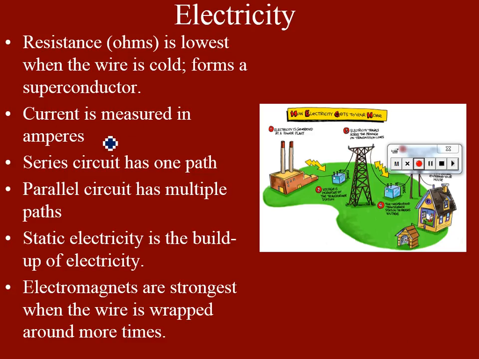Current is measured in amps. A series circuit only has one path, so if one thing goes out, the whole thing goes out. This is your old Christmas lights. A parallel circuit has multiple paths, so if one goes out, the whole thing doesn't go out. Static electricity is the buildup of electricity, and then it's discharged when it touches something else. Electromagnets are strongest when you wrap the wire around more times.